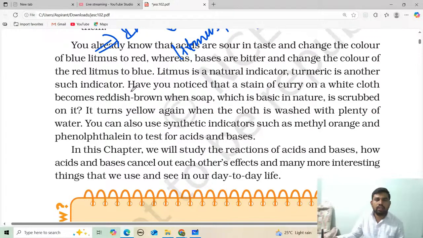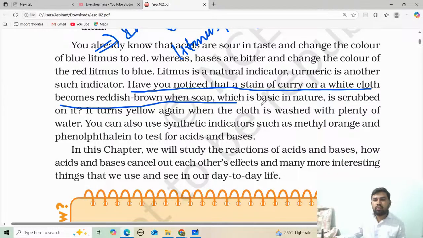Have you noticed that the stain of curry on a white cloth becomes reddish brown when soap is scrubbed on it, and turns yellow again when the cloth is washed with plenty of water? You can also use indicators such as methyl orange indicator.